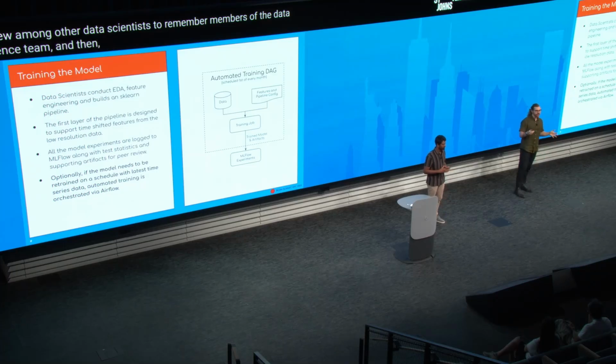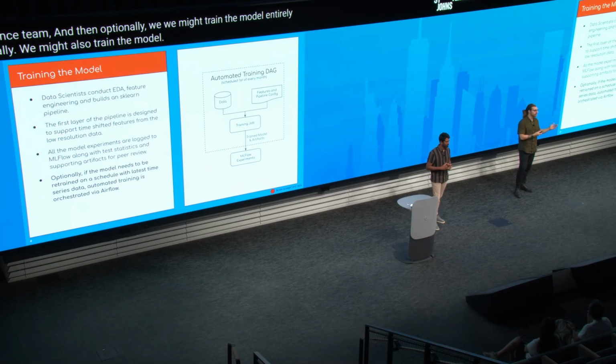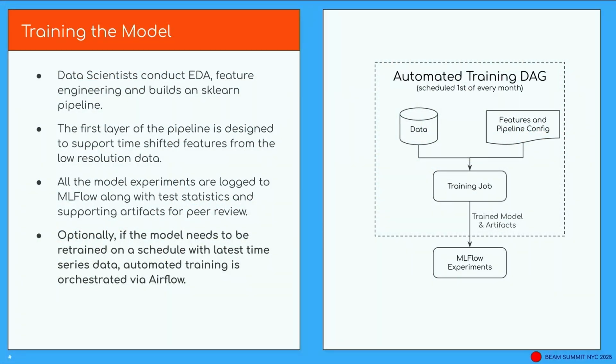And then optionally, we might train the model entirely locally. We might also train the model in the cloud. We might train that model on a schedule. So we also will use Airflow to kick off training jobs. Ultimately, these are run in Cloud Run. But we don't need very specific hardware for these models. We're not doing anything that requires dedicated GPUs, at least. But it's a nice way to have it regularly updating, which, if anyone's built their own models, there's a lot to go along with the idea of regularly updating a model over a period of time that's in production.